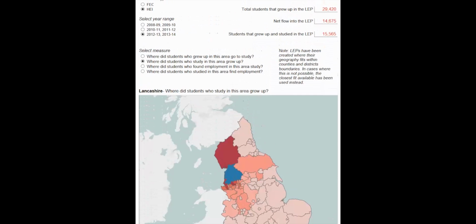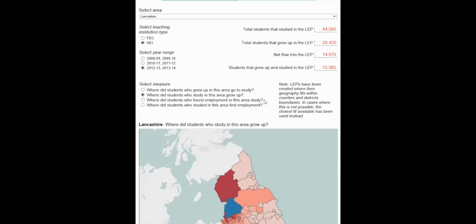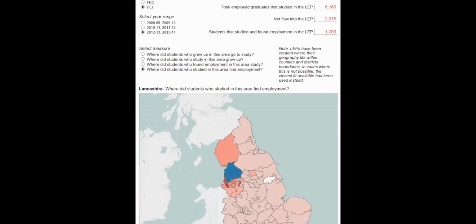The last two measures relate to employment, so if we pick where did students who studied in this area find employment, the summary numbers change. The first number shows the number of graduates who found employment in the area, irrespective of where they studied. The second number shows the number of employed graduates that studied in an area, irrespective of where they are employed. The third number shows the net flow, so that's the number that found employment minus the number that studied there. The final number shows those that studied and found employment in the area.